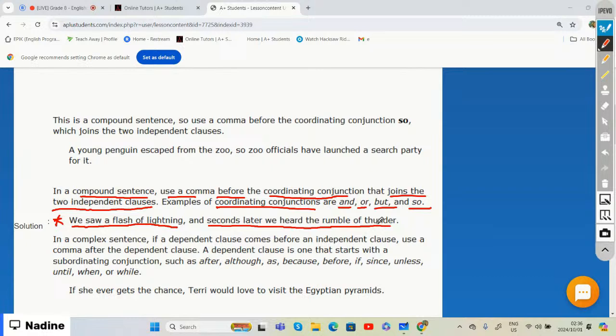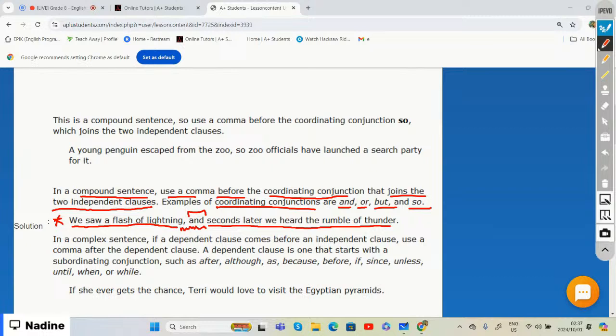Now we need to join it by a comma and a coordinating conjunction. Here we have our coordinating conjunction, which is and. That word and is used to join the two independent clauses and make it one sentence, which is a compound sentence. And before we write the coordinating conjunction, we need to add our comma. So our comma comes after the first independent clause, but before we write our coordinating conjunction. So that is a compound sentence.